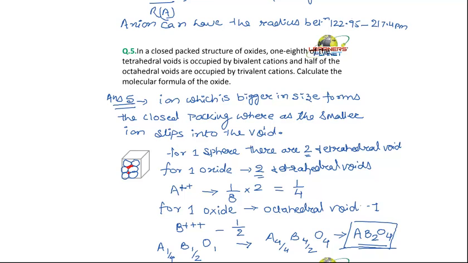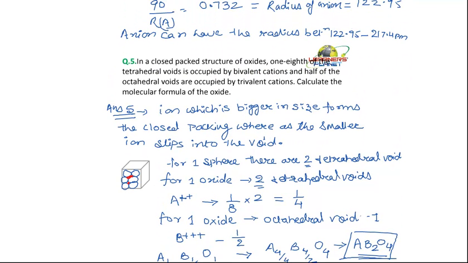You have to just remember that for one ion or one sphere there are two tetrahedral voids and there is one octahedral void. That's it. And you can solve the question like this. Right?